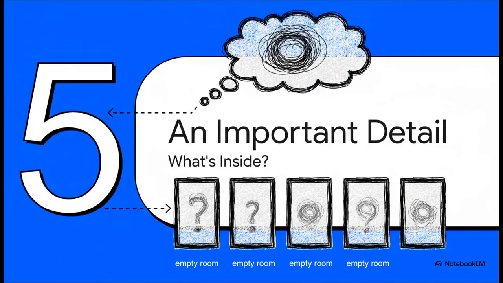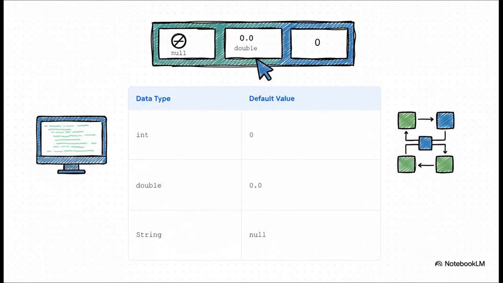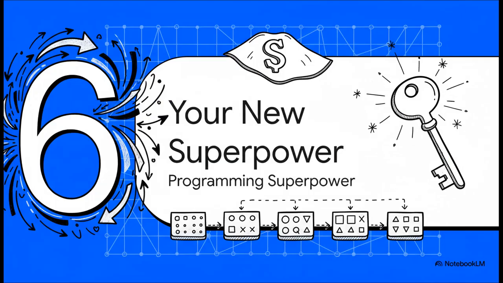Okay, so we've created our array, we've prepared our 5 rooms, but what's actually in those rooms the moment we create them? Before we put any of our own data inside, are they just empty? Well, here's a neat detail. The computer doesn't leave those spots empty. It's actually kind of helpful. The moment the array is created, it automatically fills each slot with a default value. For integers, that value is 0. For decimal numbers, or doubles, it's 0.0. And for things like text or strings, it uses a special placeholder value called null, which basically means nothing here yet.